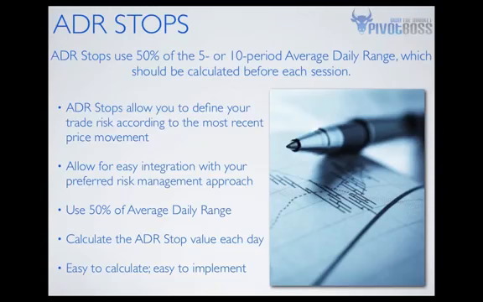So ADR stops allow you to define your trade risk according to the most recent price movement. Again, average daily range is average price movement. These allow for easy integration with your preferred risk management approach. For example, we're going to be talking about the 2% rule later on. These allow you to incorporate the 2% rule very easily and quickly. Also, if you're using this approach, you can easily use any reward risk ratio that you would like, and it's very simple to calculate. We're going to use 50% of ADR, and we're going to calculate these stops every single day for whatever instrument we're going to trade before the market opens.